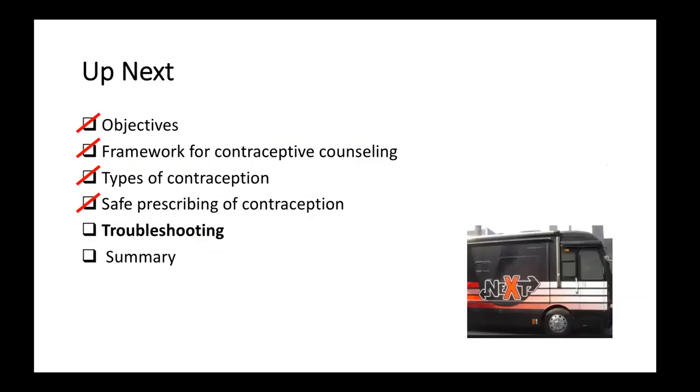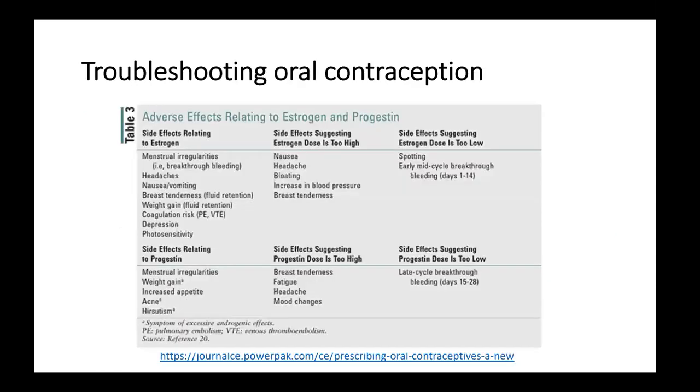So next is to highlight some of the troubleshooting that might come up if a patient started on contraception and maybe has some side effects that are intolerable to them. So just to quickly review again, side effects of estrogen include possible irregular bleeding, headaches, nausea, vomiting. Sometimes there's mood changes, there's weight gain. And then for progesterone, they might have increased acne, they might have increased bleeding or irregular bleeding.